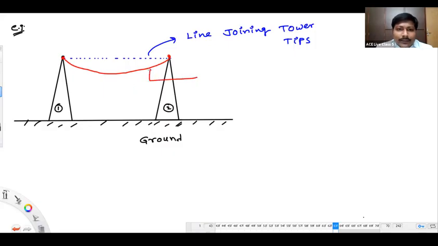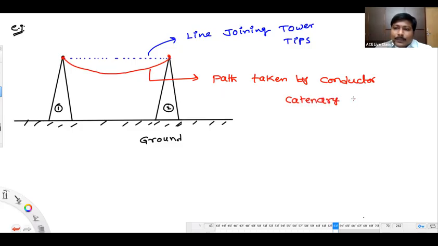So it is the path taken by the conductor kept between two towers. Okay. So how does that path look to us? This path is going to be called the catenary path. Catenary curve, or you can say catenary path. Simply, the path taken by the conductor between any two towers is going to be called the catenary path.